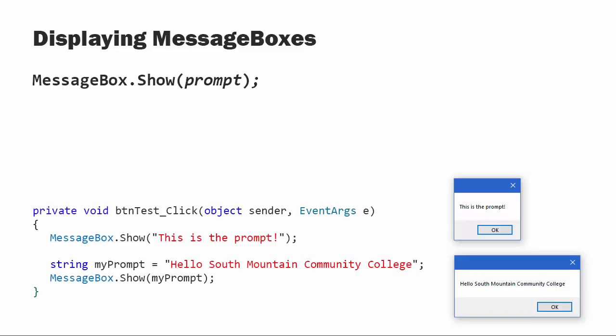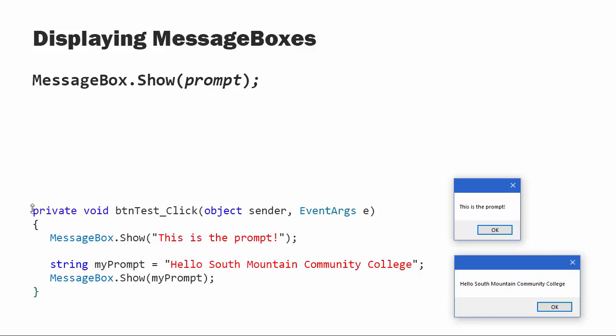A message box is a dialog that is displayed through code. And the command is simply MessageBox.Show and then some arguments in parentheses, or parameters in parentheses. So the first argument is the prompt. And this is the very simplest message box we can show.